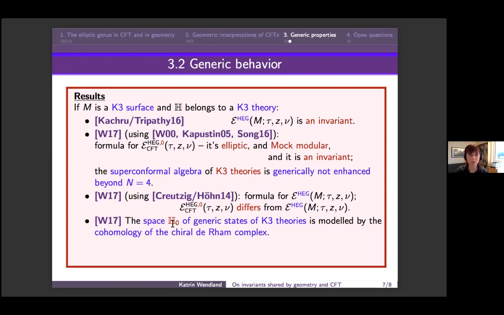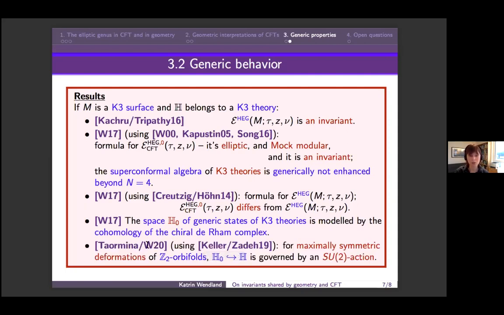And since then, we've been again collecting further evidence in favor of the fact that this might be a feasible project. For instance, more recently, together with Antonia, we've managed to explain completely how this generic space of states sits in the space of states of a family of theories, which we have well under control. These are the Z2 orbifolds, and we're looking at maximally symmetric deformations of these. And to our surprise, we discovered that this embedding is actually governed by an unexpected SU2 action, which we try to interpret there. So that's just a comment that, of course, this subject is wide open.